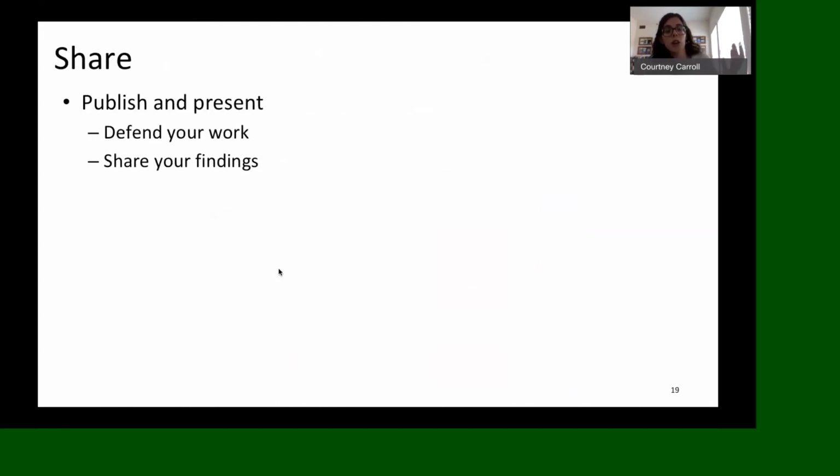And then finally, you want to share your findings. So you want to either publish them in a paper or present them at a conference and defend your work and why you did what you did and what you found. And this, as a scientist, is the most fun part. It's talking about your science with other people who are interested.